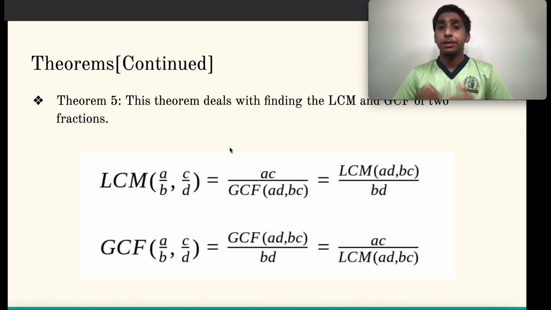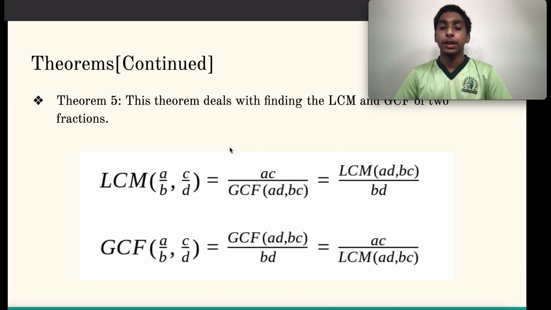Theorems continue. This is our last theorem, and this theorem deals with finding the LCM and GCF of two fractions. So if you want to find the LCM of A over B and C over D, then you can use this formula, which is AC, so A times C, over the GCF of AD, BC. So basically this is just a quick formula you can use if you find the product of the numerators and you find the GCF of the cross multiplication. And this is also equal to the LCM of AD, BC over BD.